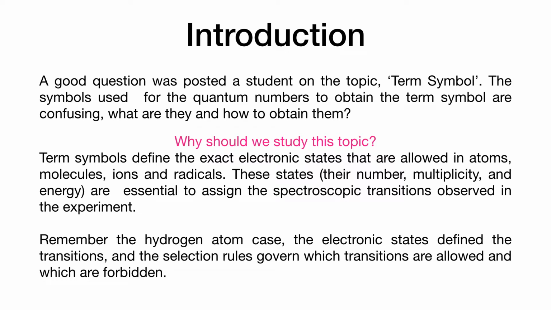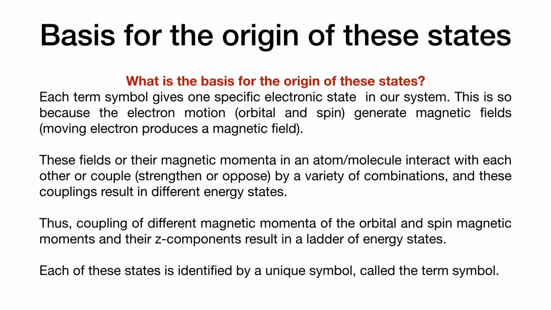So in an experiment, we see a certain number of lines, and we want to assign what each line corresponds to. If we want to do that, we need to know all these different states allowed. Because the orbital and other momenta couple, either they can cancel out or reinforce themselves, so the energy of the electron changes. So you get different states, you get different lines, and you get splittings and all that sort of thing. That's the reason we need to look at the term symbol.